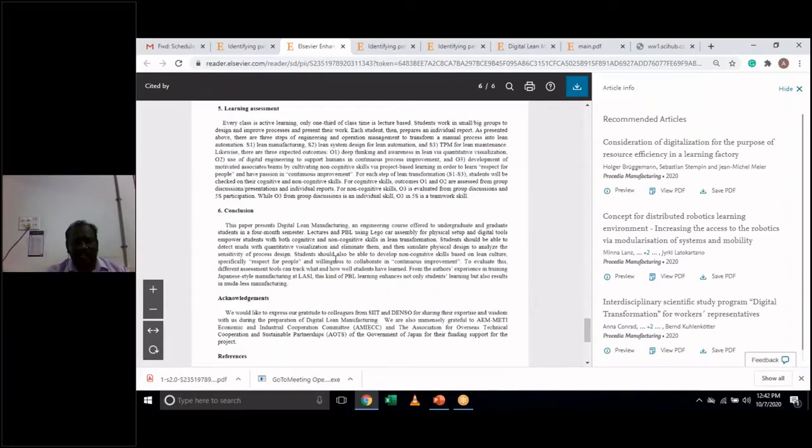Digital lean manufacturing is an engineering course offered, and here with the Lego car assembly we have taken a different setup of things. I will share the slides. This paper also shows the things we have to focus on to get the value added things. Again, I would like to go back to my slides.